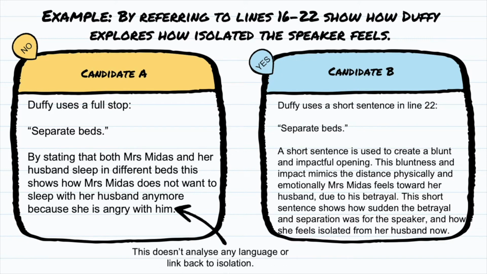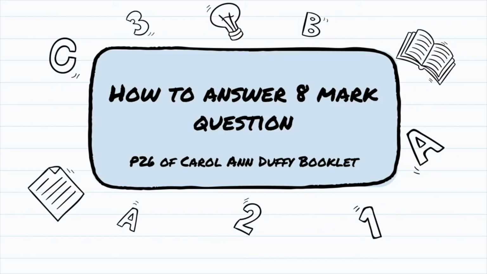We can see there's a link back to isolation in candidate B when it says that she feels isolated from her husband now. So feel free to look at candidate A and candidate B and notice the difference. Candidate A doesn't analyse any language or link back, whereas candidate B does. After a brief revision of how to approach a 2/4 mark question, we will now explore how to successfully gain marks in the final 8-mark question of set text.